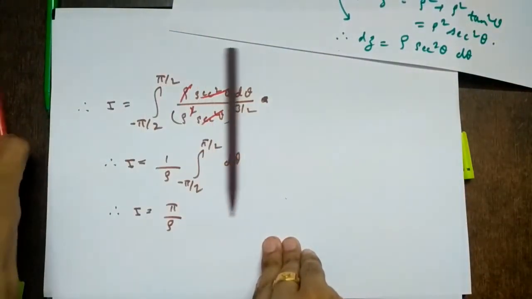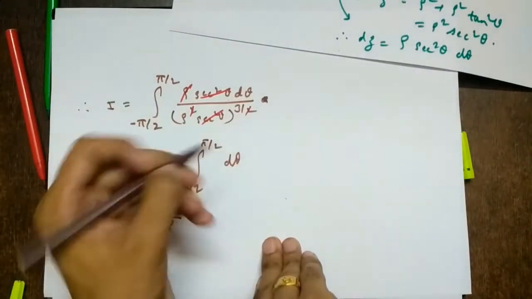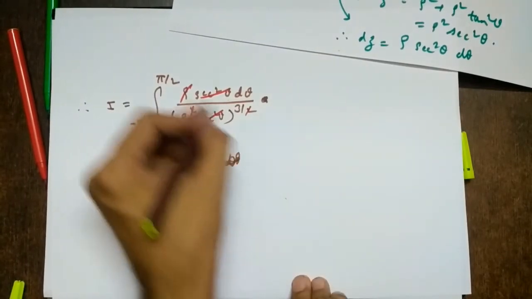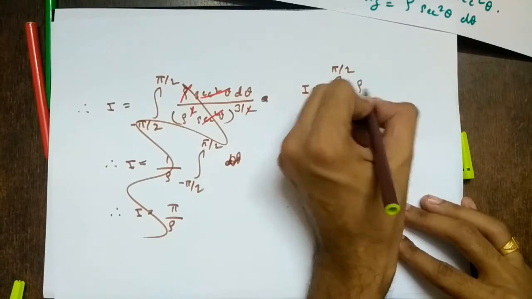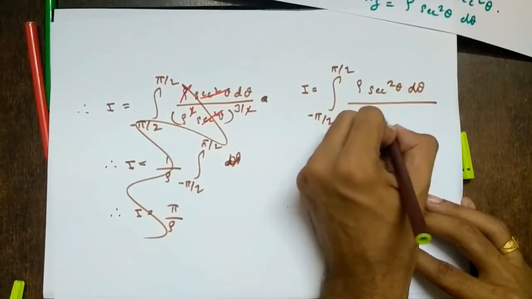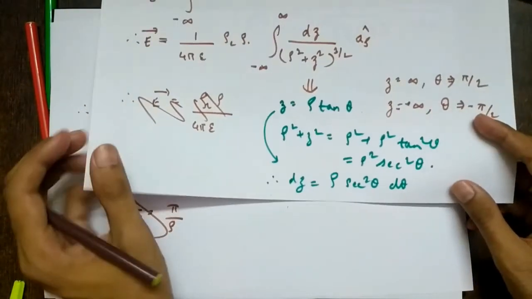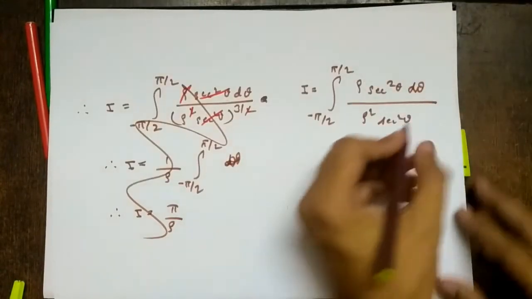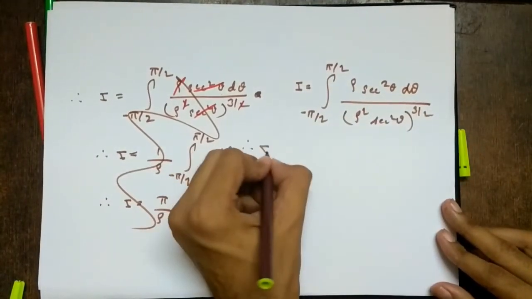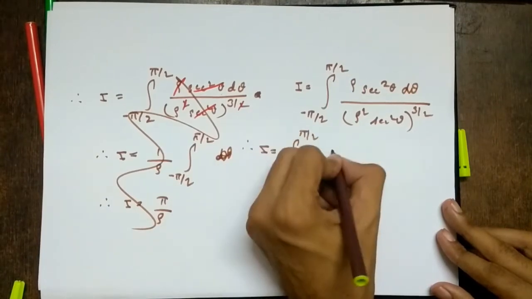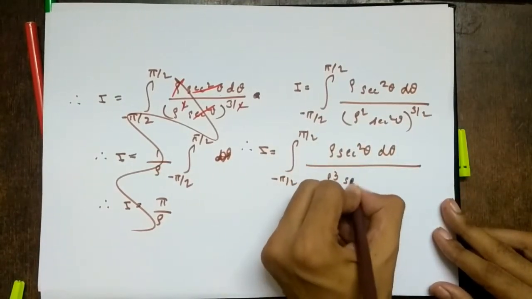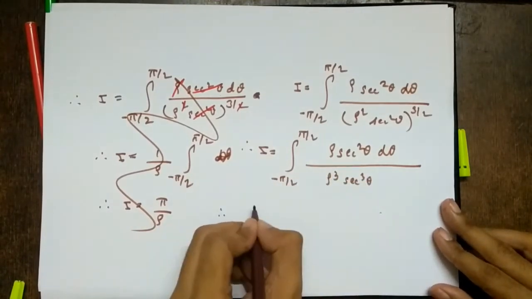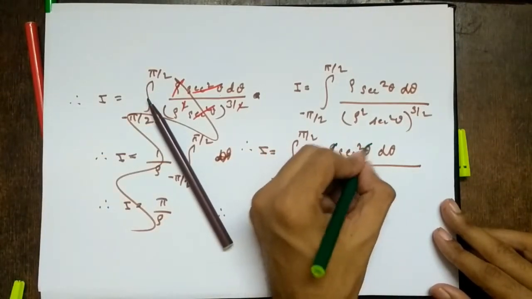The denominator is rho square plus z square raised to 3 by 2. Okay, this should be raised to 3 by 2, so the 2 will cancel with the square and we'll get a cube. I'll write it again. I equals the integral from minus pi by 2 to pi by 2 of rho secant square theta d theta upon (rho square secant square theta) raised to 3 by 2, which gives rho cube secant cube theta. Now this will cancel with this, 2 is remaining, and secant remains to the power 1.